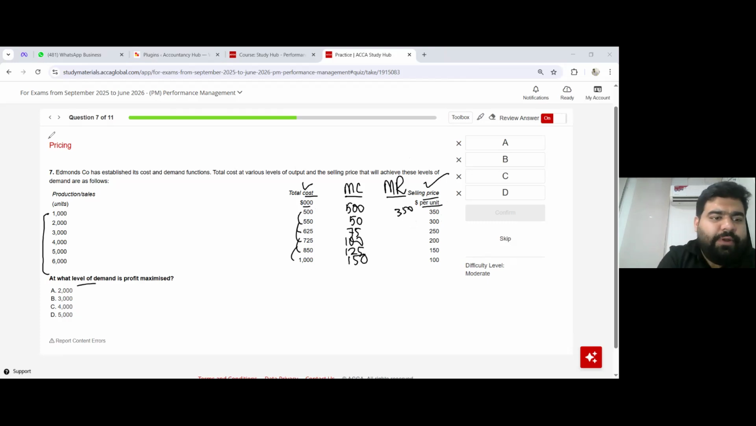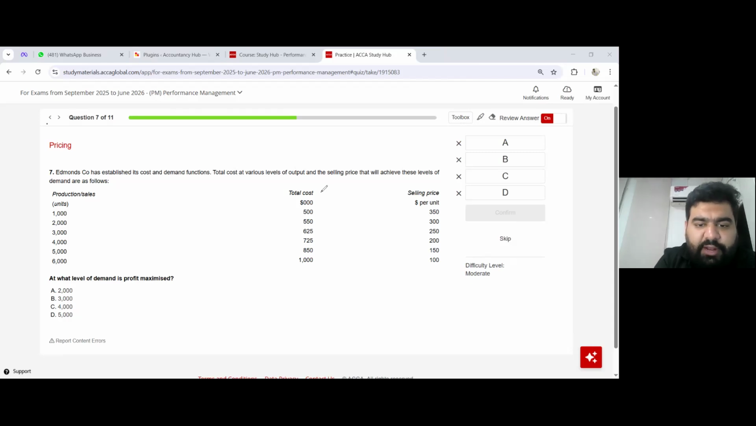What we can do here is best. Wait, let me first calculate cost per unit, then calculate marginal cost. Why cost per unit? Because the selling price is given per unit. So let us calculate cost per unit, then we'll calculate marginal cost. We can also do the selling price in total as well. But for that, the best thing is, wait a minute.